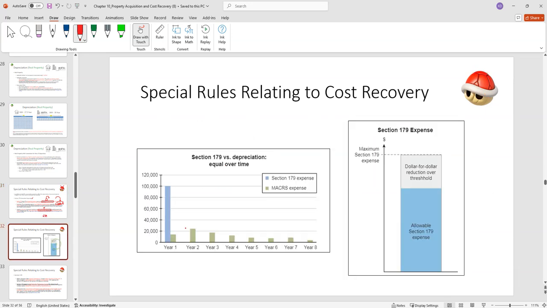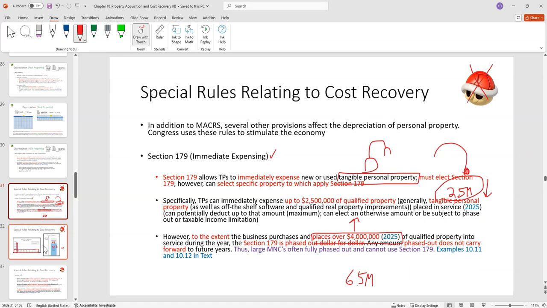So that's kind of what this is showing, right? 179 is a big giant expense you get in year one, whereas MACRS tends to be kind of more spread out over time. Likewise, with 179, the end of the rainbow number, you can get up to 2.5 million, right? But for every dollar of assets you place in service over 4 million, that goes down dollar for dollar, right? So once you hit 6.5 million, you don't get any of that 179, right?